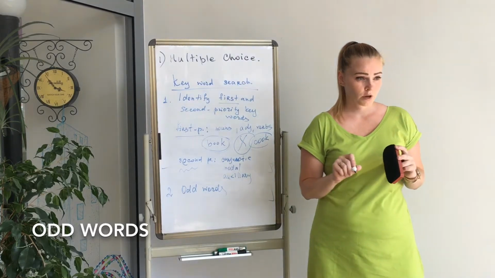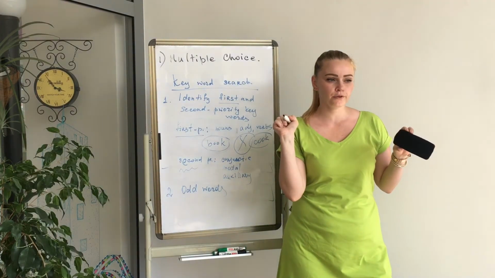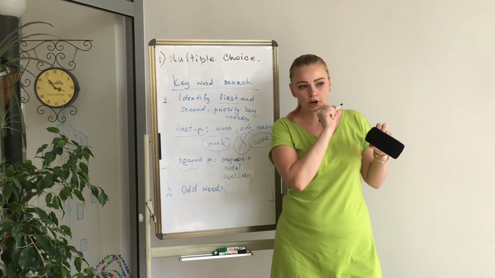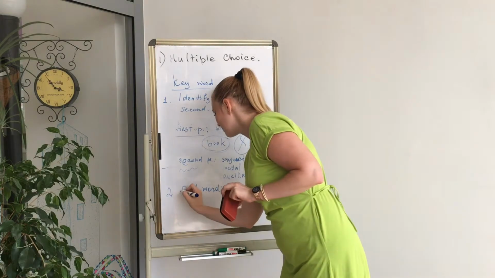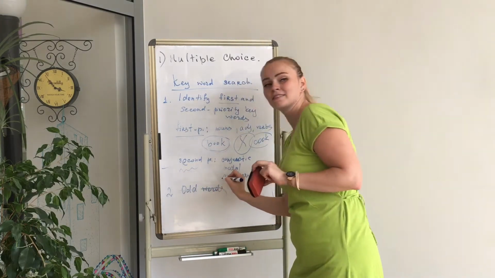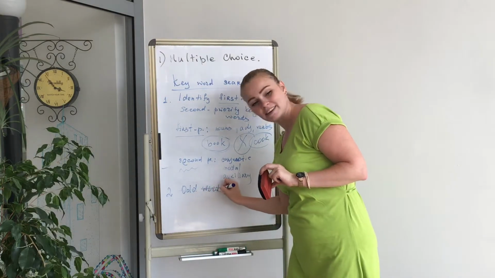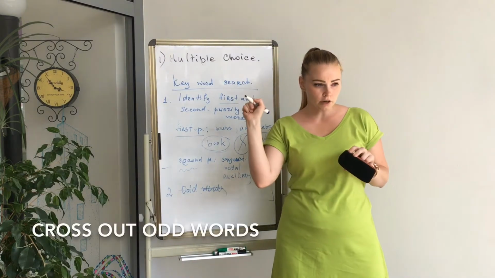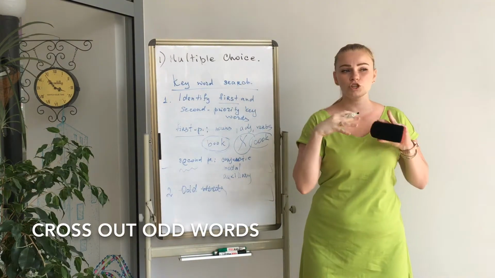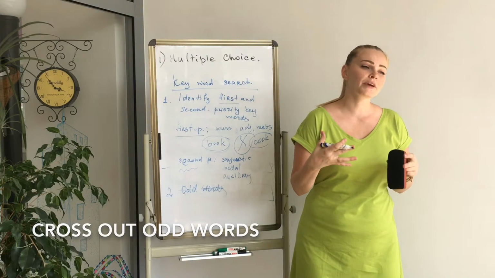Odd words. Odd words is when you are reading or looking through the question and you're crossing out, not like that, but just like that, because it also saves you time. Some people start to do like this, and they lose the time. Cross out odd words which do not make sense in this context, telling about the keywords.